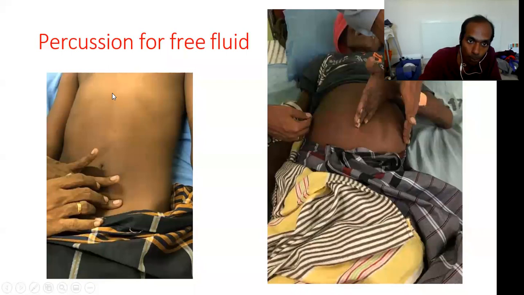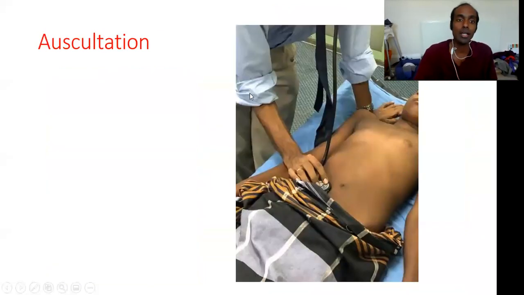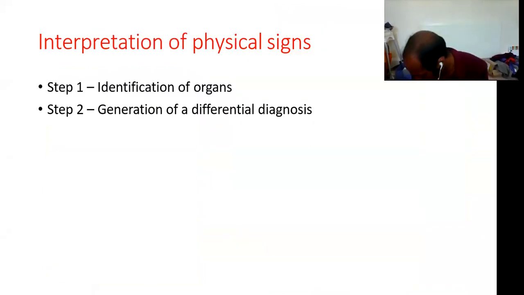You start from the top at the xiphoid process, go down, and you will get dullness there. Start there, go there, and you will get dullness there. Start there, go down there, you will get dullness here. So that is horseshoe-shaped dullness. When there is more fluid in the abdomen, you will get a fluid thrill, and I have shown you how to demonstrate that. Auscultation is not very important.